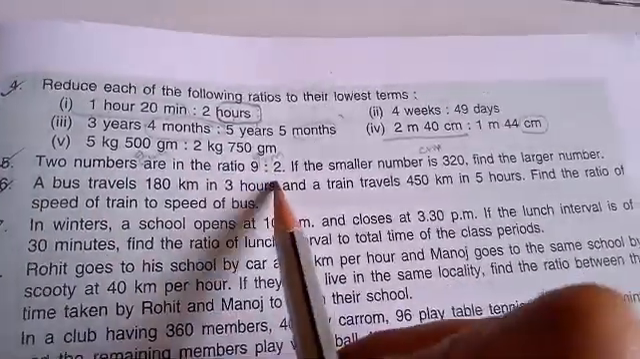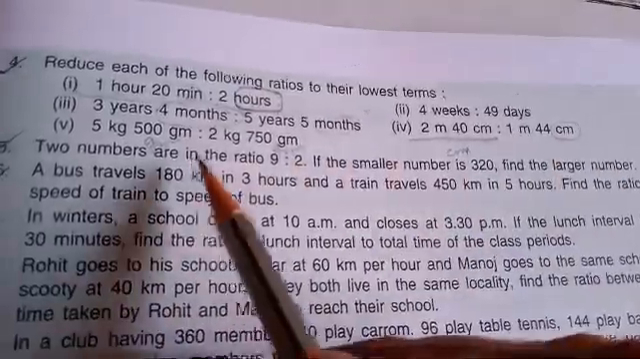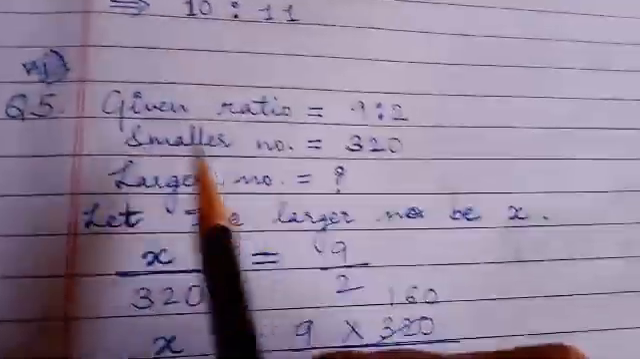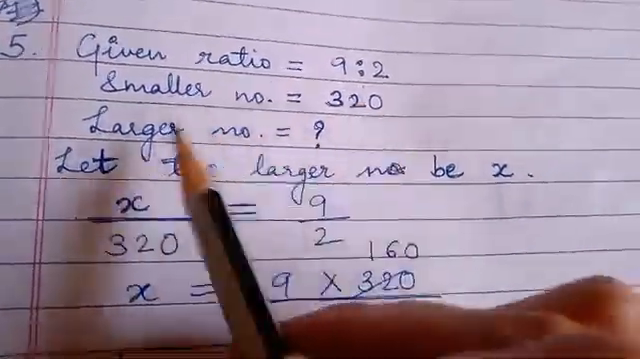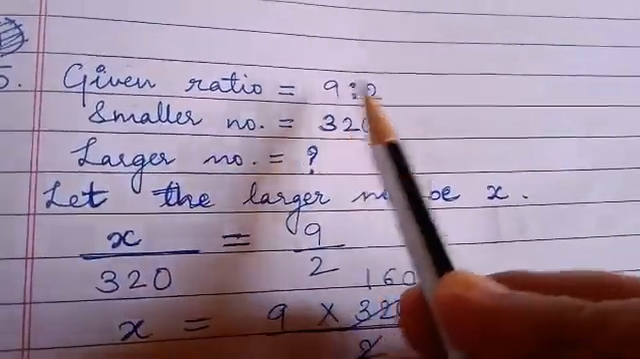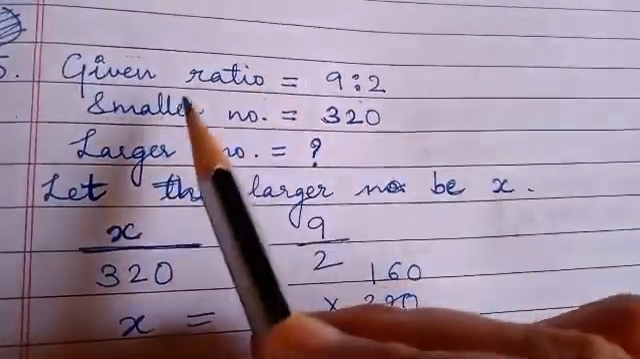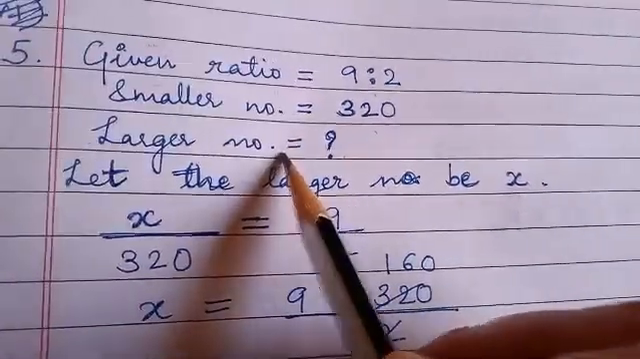Two numbers are in the ratio 9 is to 2. If the smaller number is 320, find the larger number. Let us see the question. The given ratio is 9 is to 2. The smaller number is 320 and the larger number we don't know. That means we have to find the larger number.